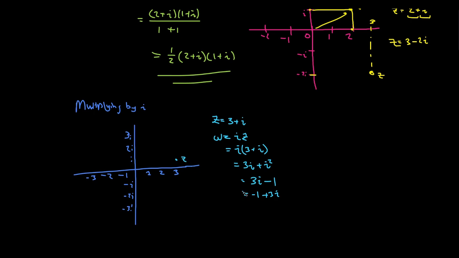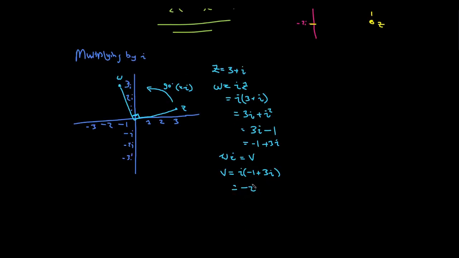Let's draw w, that's negative 1 plus 3i, right there. If I draw a line to the origin from each point, these two lines are always perpendicular, so they make a right angle. So effectively, multiplying by i means you rotate by 90 degrees. I'll do another example quickly. If I multiply w by i, I get v. So v will be i times negative 1 plus 3i, which is negative i minus 3, so negative 3 minus i. If I draw that one, it's right there, and indeed it's also perpendicular to w, because we've rotated 90 degrees.